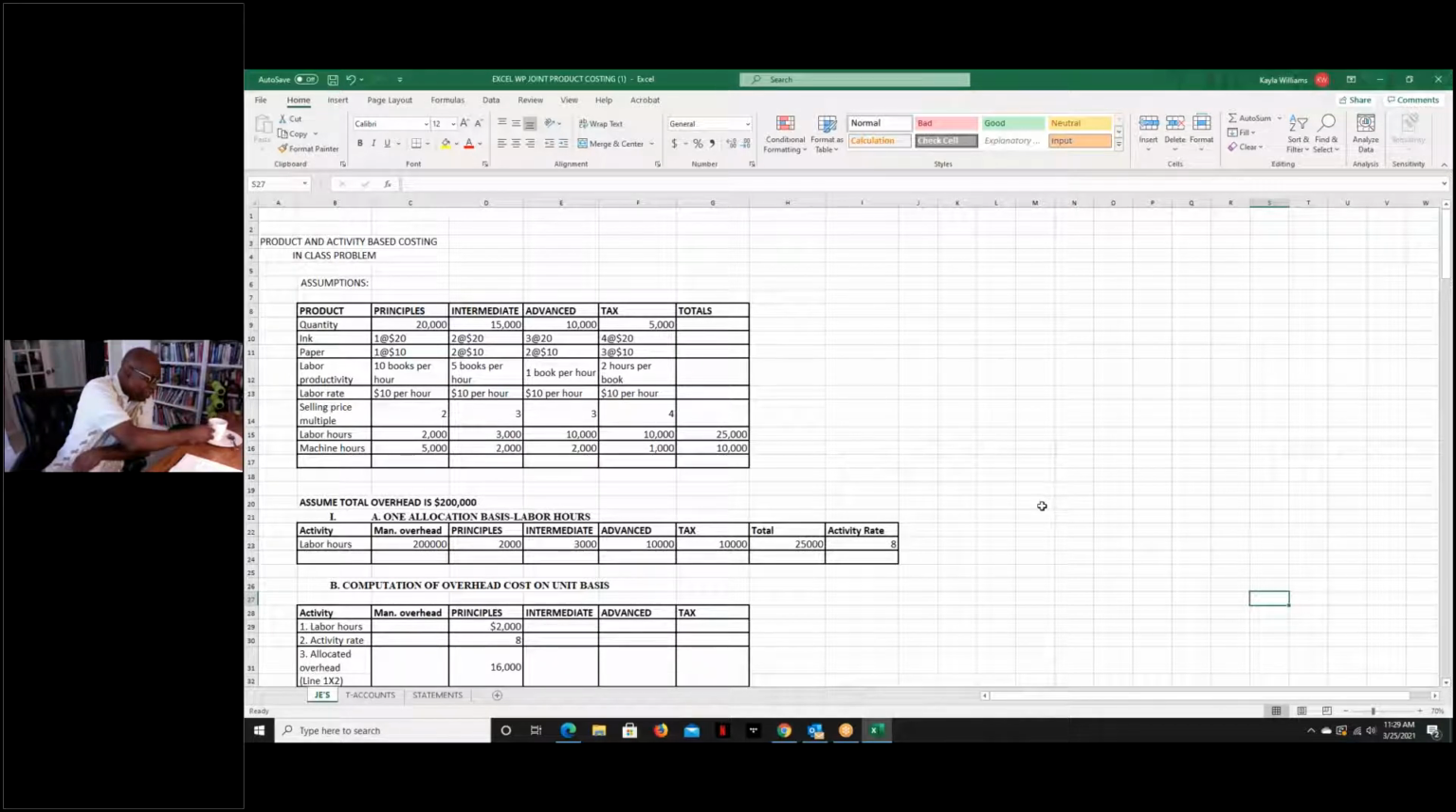And Professor, not right now, but after this, can we go over how to do the activity rate again? Because I'm still trying to figure that out. That's just the overhead right here divided by whatever the labor hours. Oh, okay.